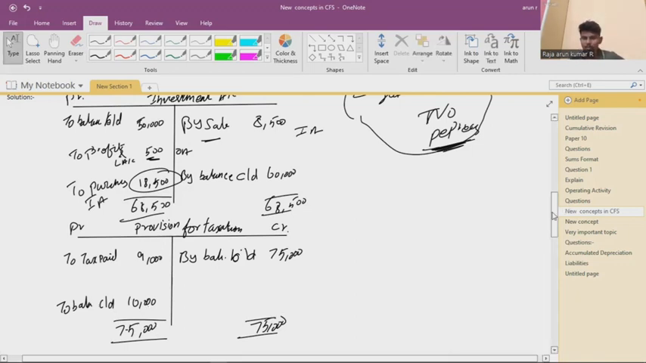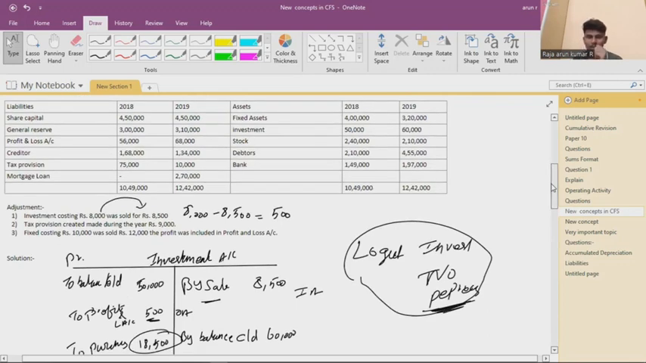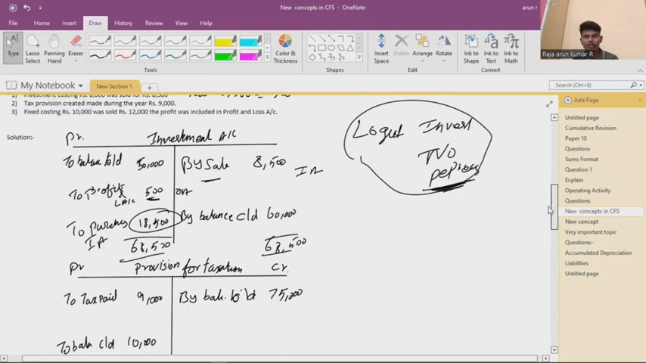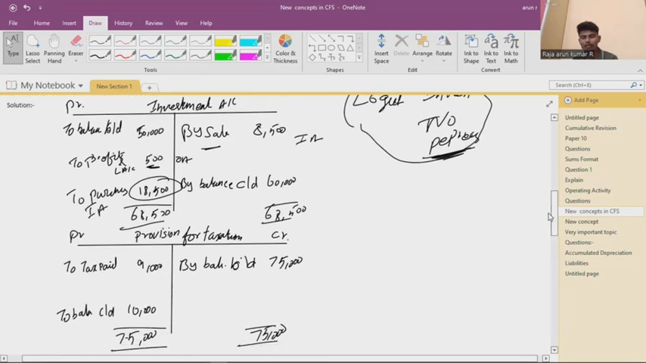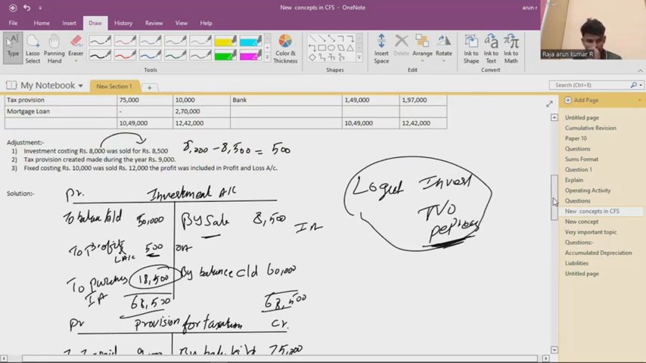This is not tax paid during the year. It is tax provision created, made during the year. Sorry, in this question some mistake has happened. You also correct it. I read it as tax paid. You also correct this. In the examination also you may have this correction: tax provision created, made during this year.